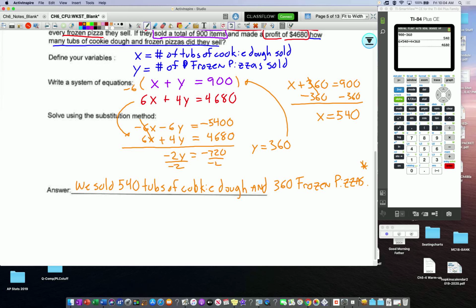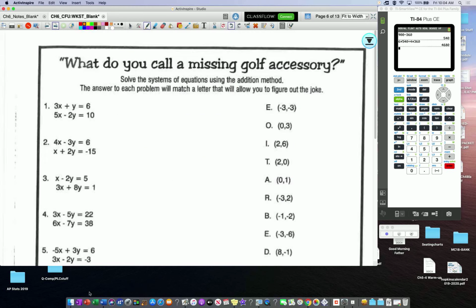All right, so for your assignment, got another fun puzzle worksheet for you to work on. So again, try to either complete it on this if you were able to print it off. If not, just do it on separate paper like you've been doing to submit it back to me. So what it says, what do you call a missing golf accessory? Ooh, kind of leave you hanging there.